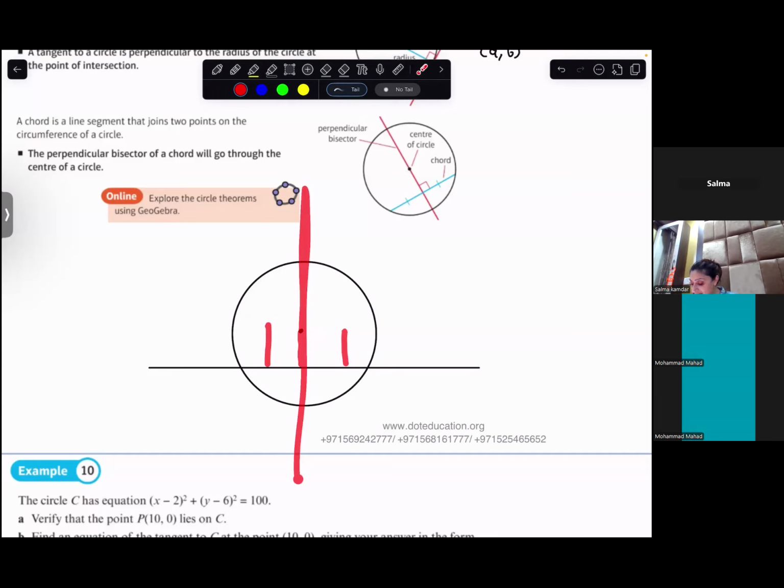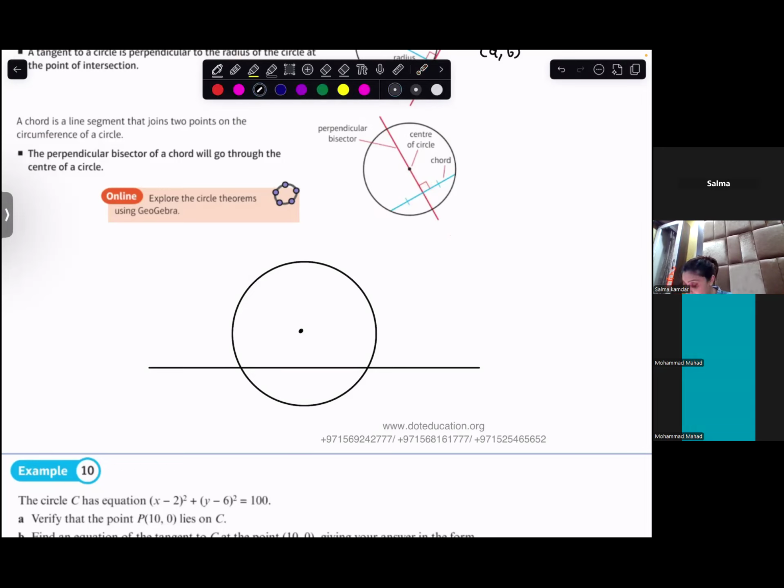So can I say a diameter can be the perpendicular bisector of the chord? Yes. So the diameter is a perpendicular bisector of the chord. If it is a perpendicular bisector of the chord, what could be the relationship between the diameter and the chord? It's going to be perpendicular. Perpendicular bisector, 90, I understood, but what would be the relationship between them?